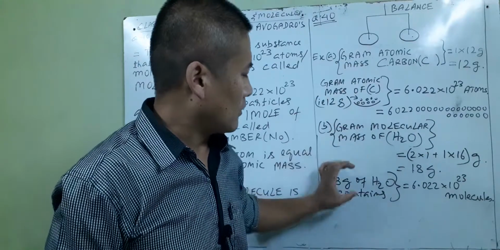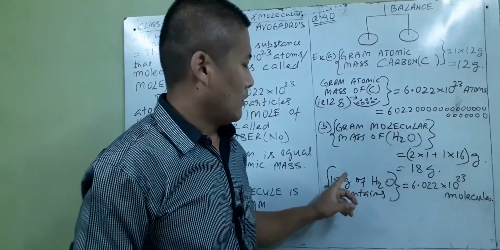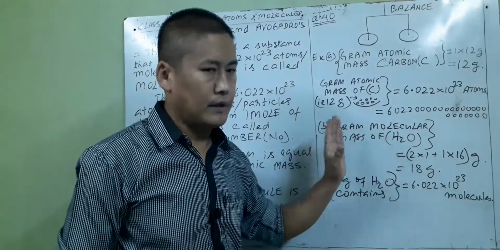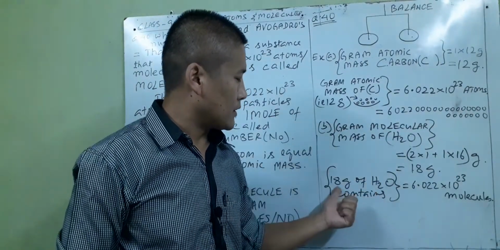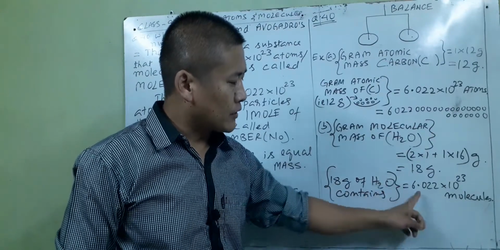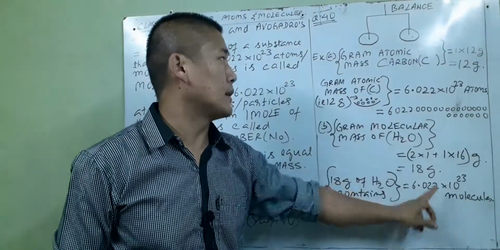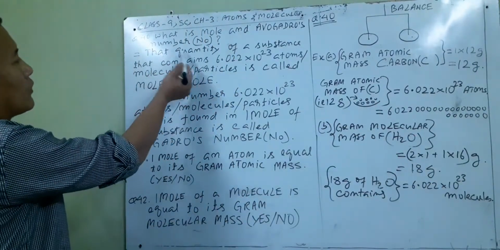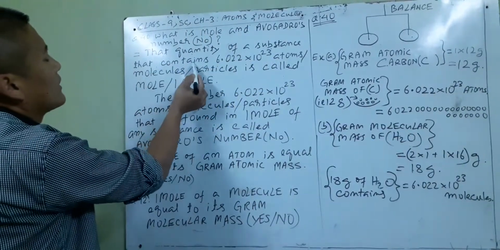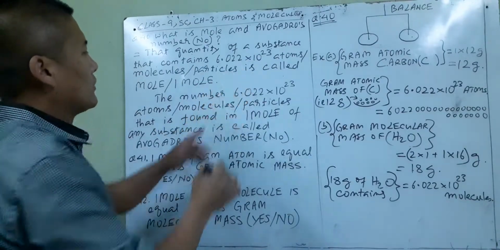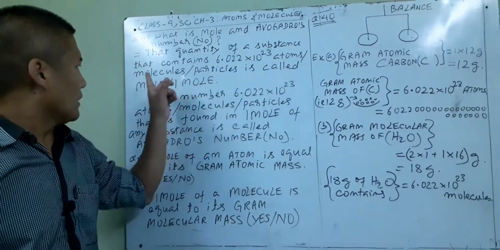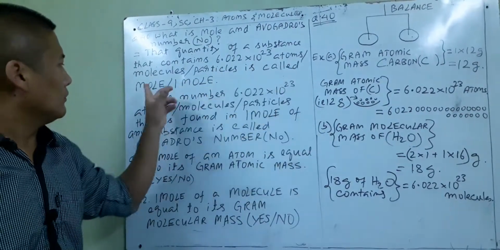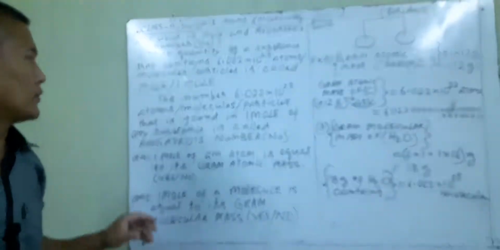This amount here, 12 gram of carbon or 18 gram of water, is called 1 mole of carbon, or we call this 1 mole of water. So 18 gram of water makes 1 mole. 1 mole, in other words, is the amount of substance, here 18 gram of water, which contains exactly this many particles. So that is the definition of 1 mole. That quantity of a substance that contains 6.022 into 10 to the power 23 atoms or molecules, or particles even, is called a mole or 1 mole.